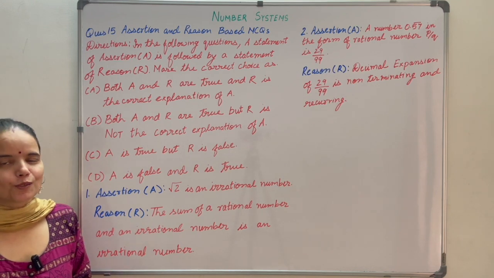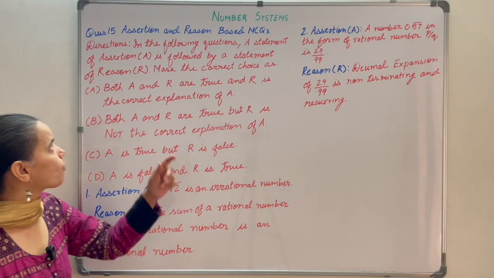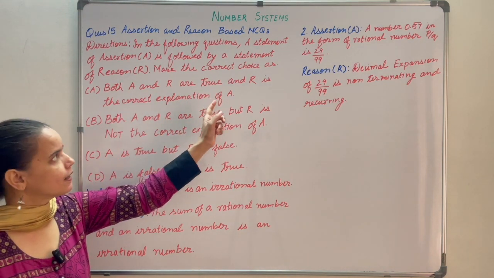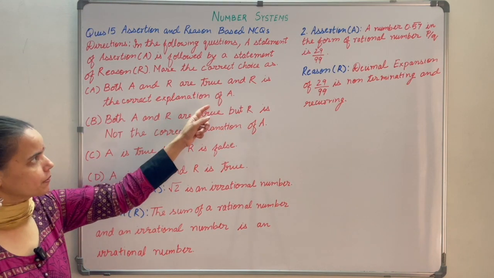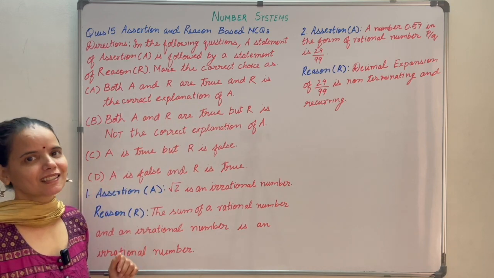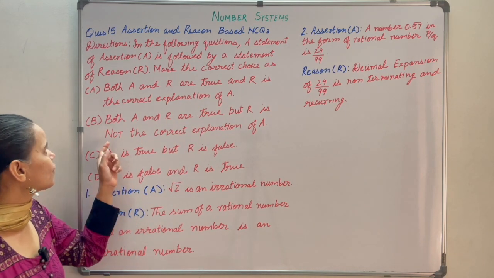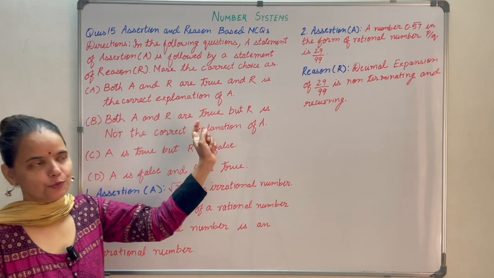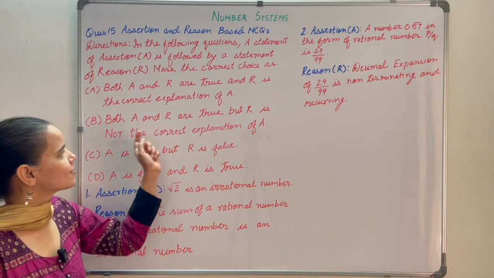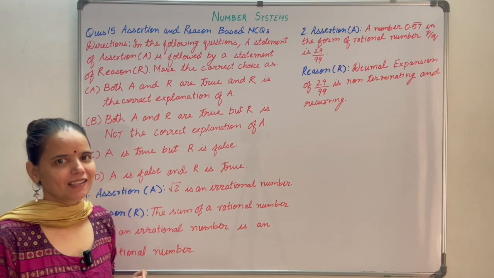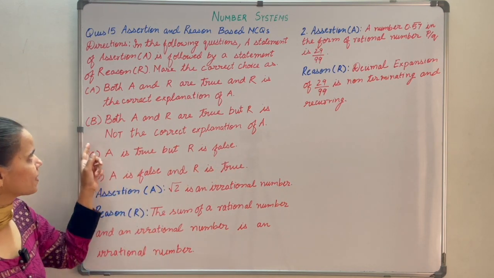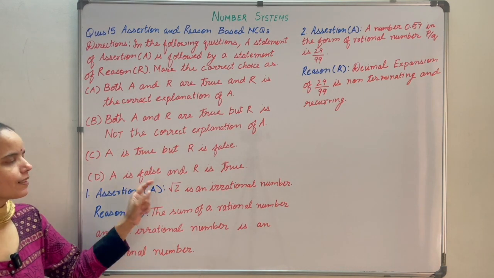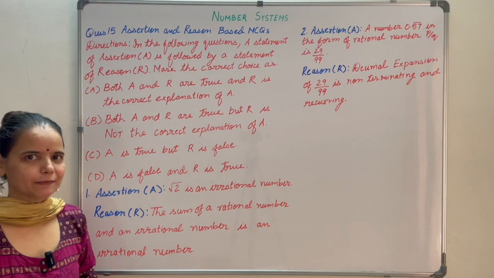Now let us choose the correct option. So option A is both A and R are true, that is fine, and R is the correct explanation of A, that is not correct. So let us move on to the next option. B option is both A and R are true, but R is not the correct explanation of A. So the correct option is B because both are true and R is not the correct explanation of A.